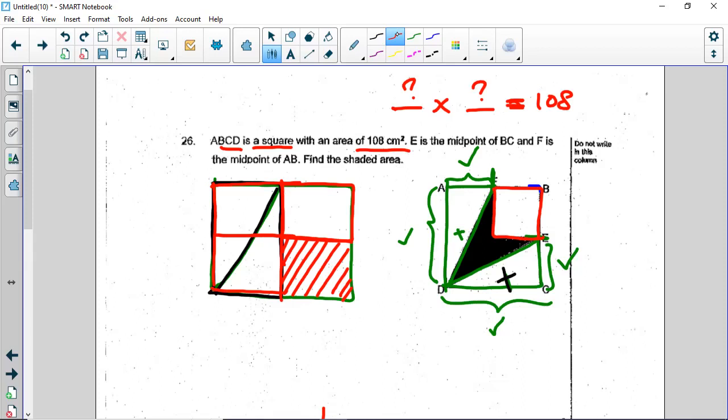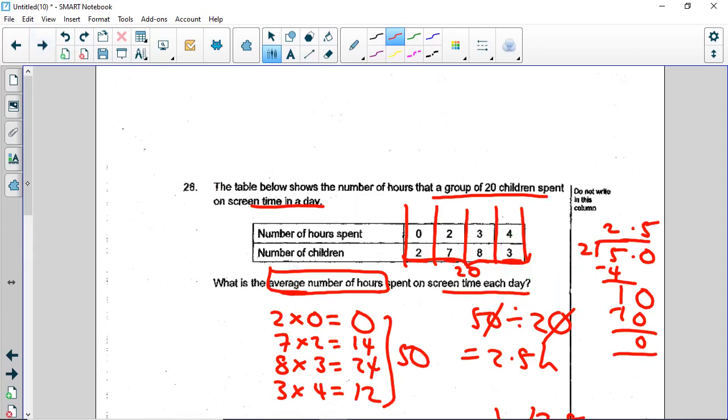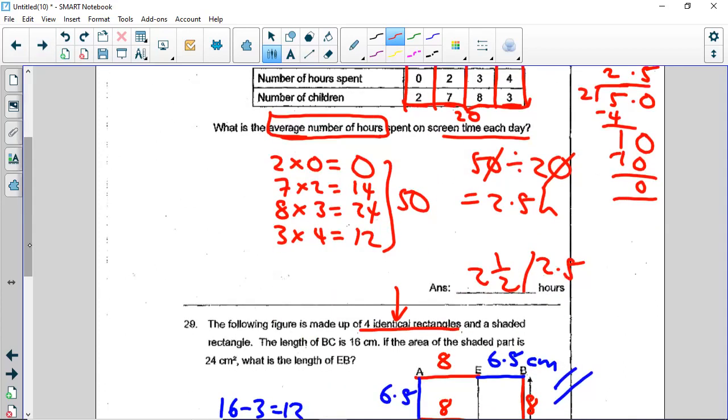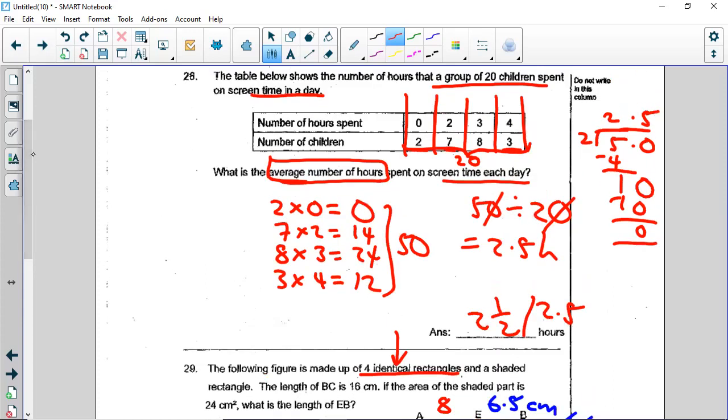I don't know what's the answer for 28. Question 28. Okay, the answer is 2.5, right? 2.5. I haven't copied. Okay. Yeah, you can actually watch the video to copy down, but okay, you can copy now.